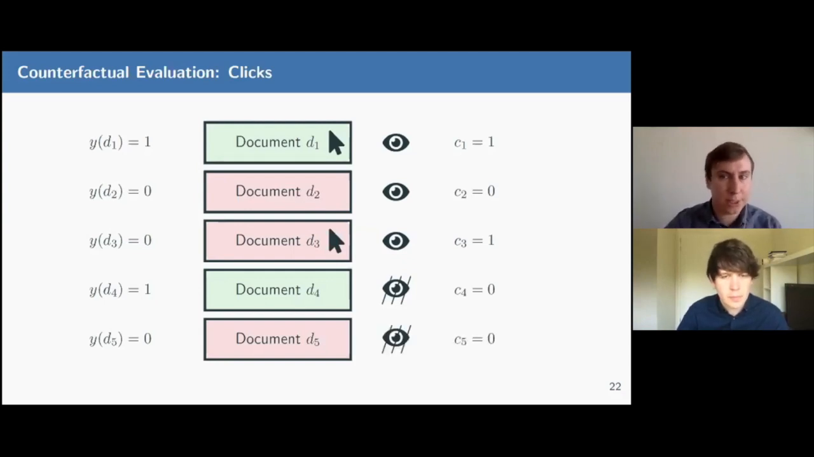So the main thing we see here is that we have our relevance labels on the left side, which indicate that document 1 and document 4 are relevant. And we have our clicks on the right side, which tell us that document 1 and 3 are clicked. And obviously this is a mismatch, right? This does not align with these relevance labels that we have. And that's purely because of the behavior of users.